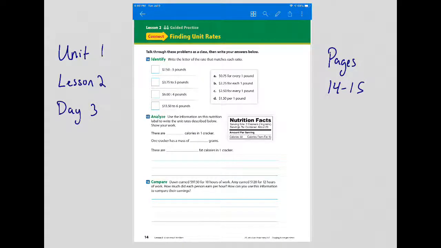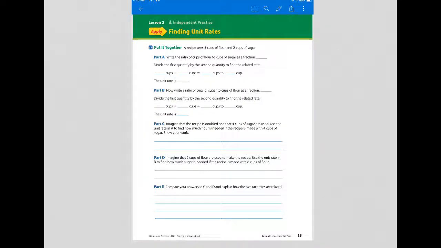All right, that's why it's called guided practice. Now on page 15, which I'm flipping to right now, this is independent practice. You're going to be trying this on your own, and this is like a big open-ended question on PSSAs. So you'll be trying this on your own, and then I'll go over it, and you'll be able to correct mistakes. So are you ready?